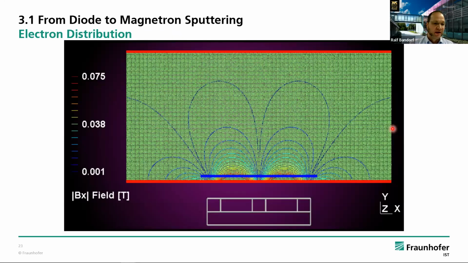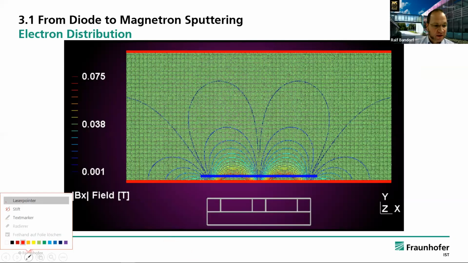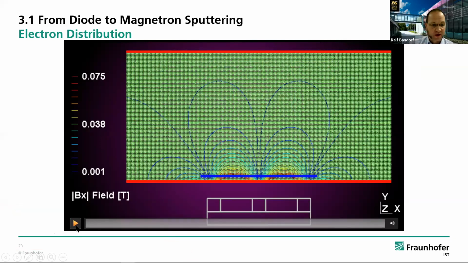So this will look like, if you come here, having a model. This is the model of the target with our magnetic configuration. And here you can see already the magnetic field lines. And the simulation shows us what's happening if we start the discharge, if we ignite our plasma. Let's see, the movie needs a short moment. So here we go.